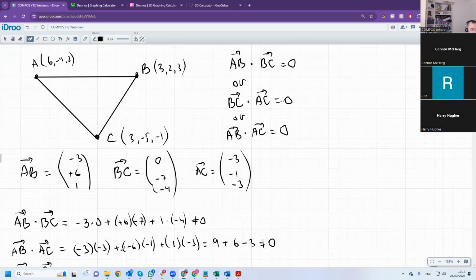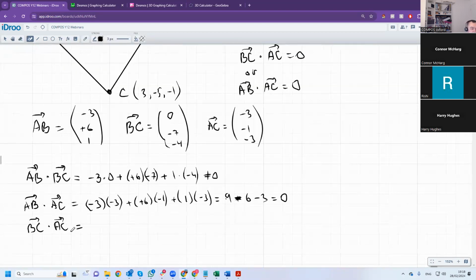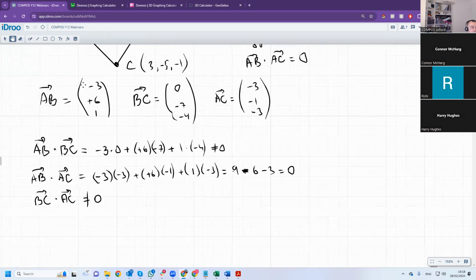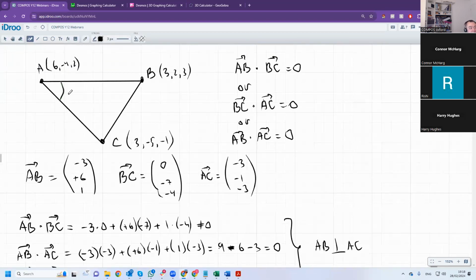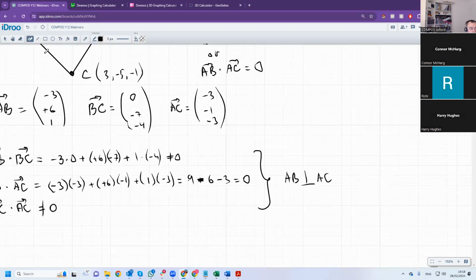So this is plus 6, this is plus 6. So that's minus 6, and that is indeed equal to 0. Whereas BC times AC is not equal to 0, which makes perfect sense. And that means that AB is perpendicular to AC. Therefore, A is a right angle. This angle is 90 degrees. Not drawn to scale, of course. Therefore, angle A is 90 degrees.